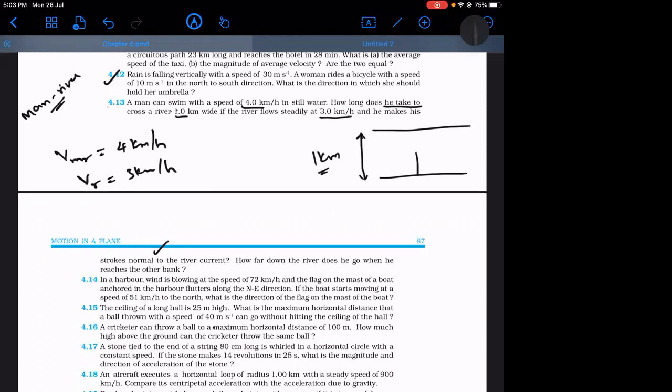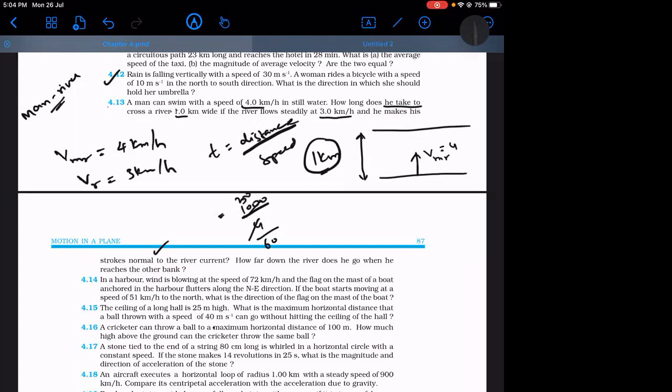So this is the direction of velocity of man with respect to river. Correct? This is 4. And how much is the distance he is traveling in the vertical direction? It is 1 kilometer. So what is going to be the time? Time is equal to distance by speed. What is the distance? 1 divided by speed, which is 4. Actually, it is 4 km/h. You can make it 60.